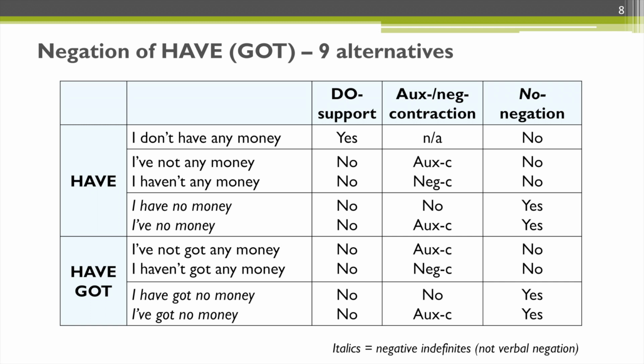Then with have got, we have the same set of 4 that we have for the have, but no do support.